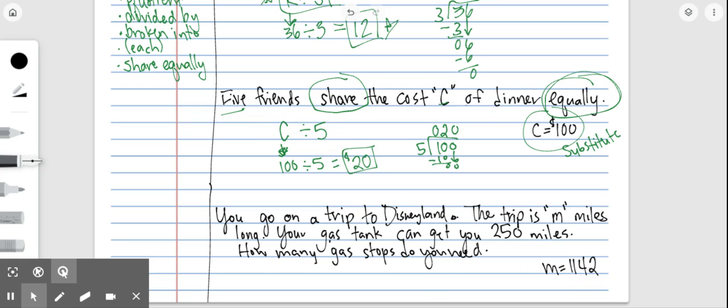All right, so for this one, you're going on a trip to Disneyland. The trip is M miles long. Your gas tank can get you 250 miles. How many gas stops do you need?